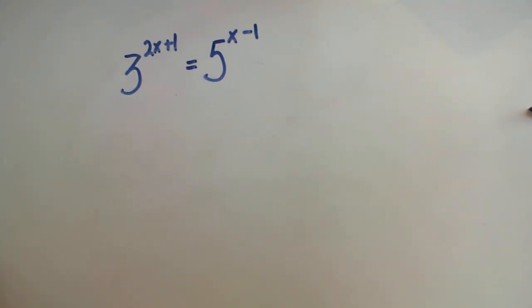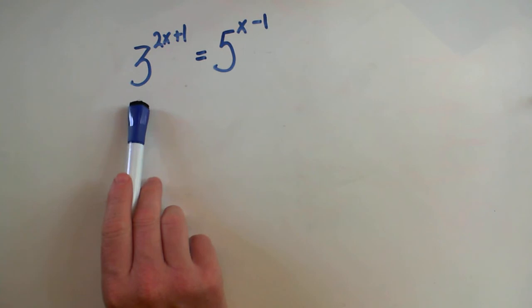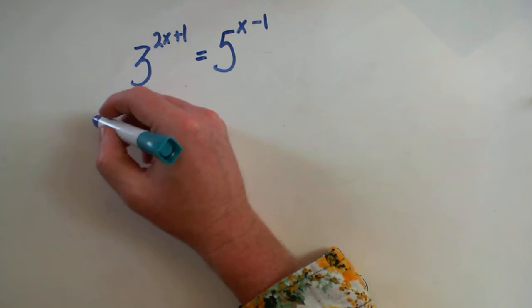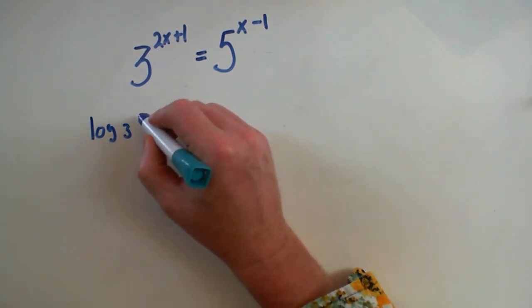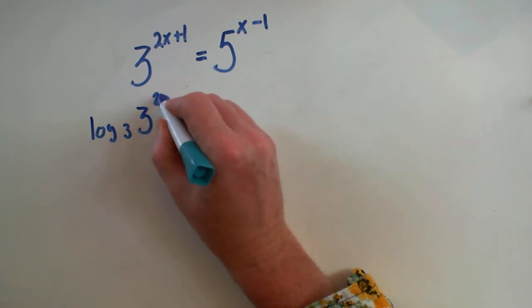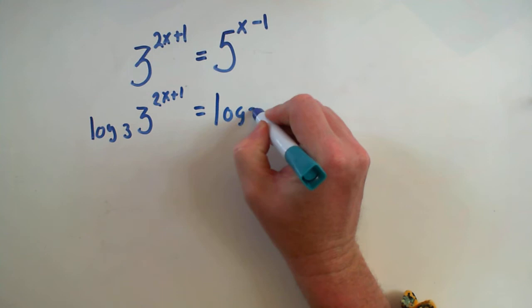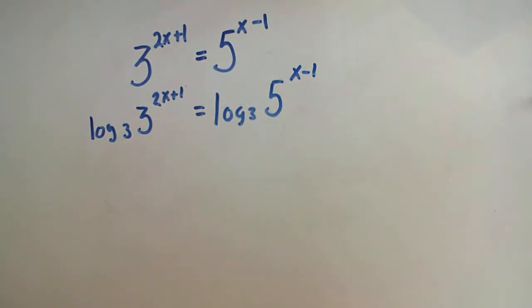So let's take this 3 to the 2x plus 1. I'm going to take logarithm base 3 of both sides, primarily because it's on the left-hand side, and that's just what I decided to go with. Could have just as easily done a log base 5. So I'm going to go log base 3 of 3 to the 2x plus 1 equals log base 3 of 5 to the x minus 1.